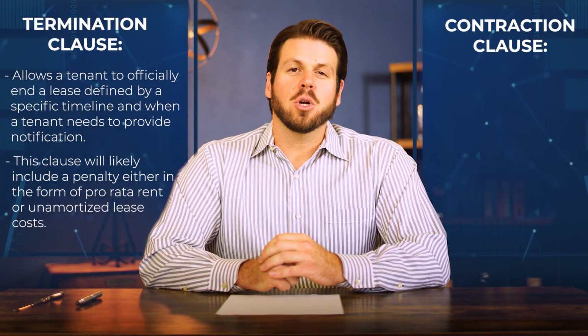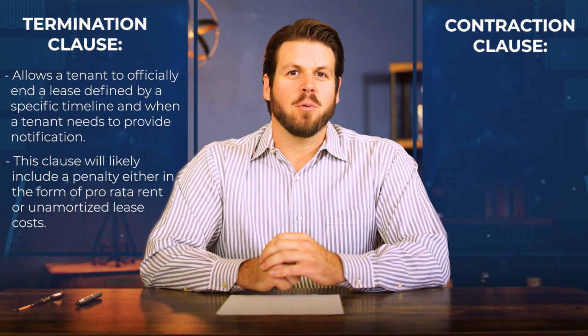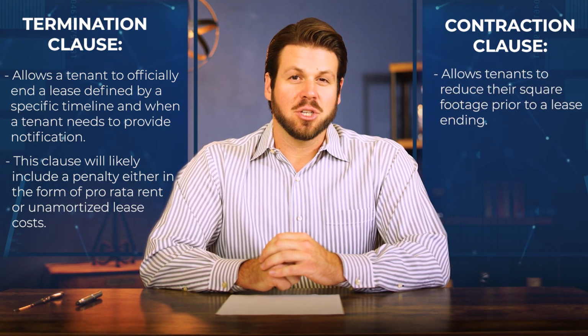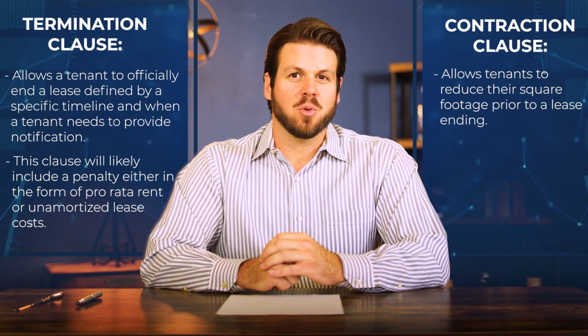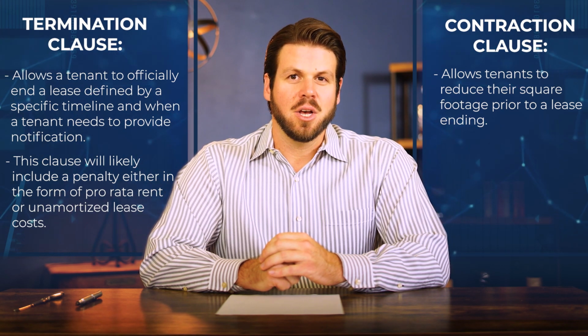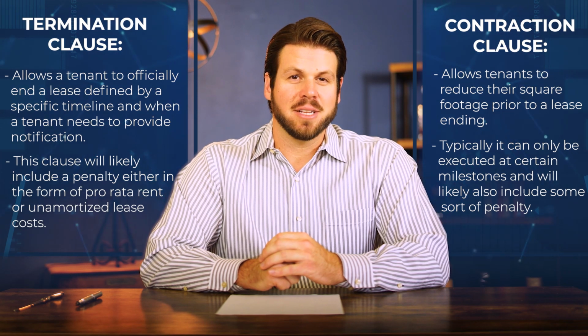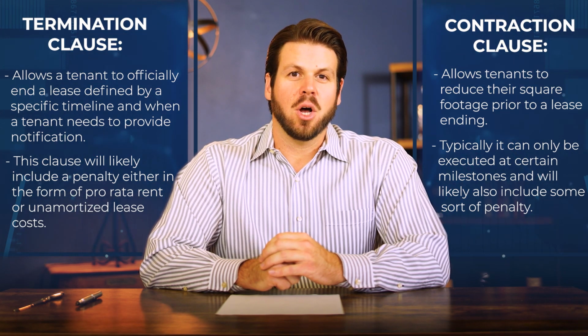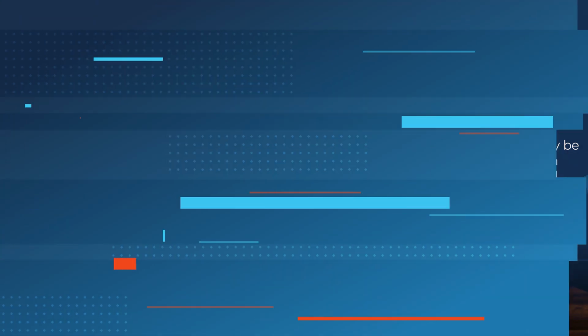Contraction. For larger tenants, flexibility may come in a form of a smaller footprint. A contraction clause allows tenants to reduce their square footage prior to a lease ending, though it typically can only be executed at certain milestones and will likely also include some sort of penalty.